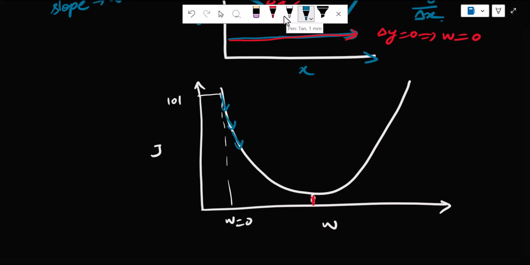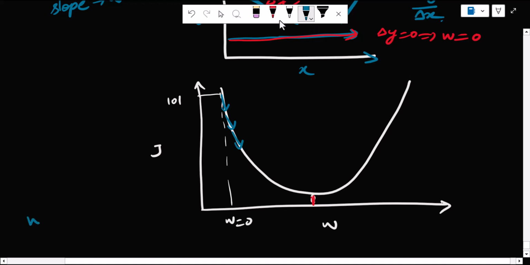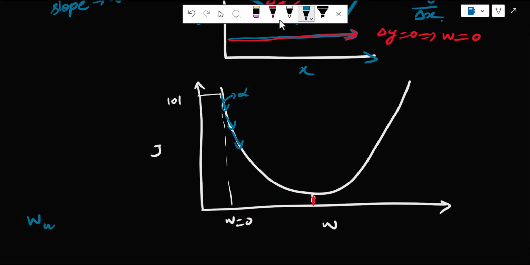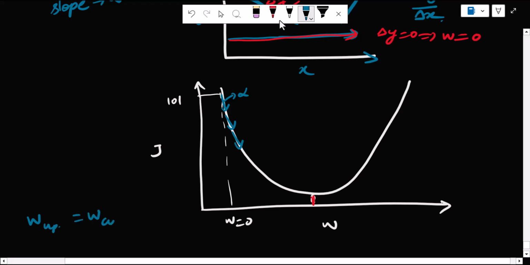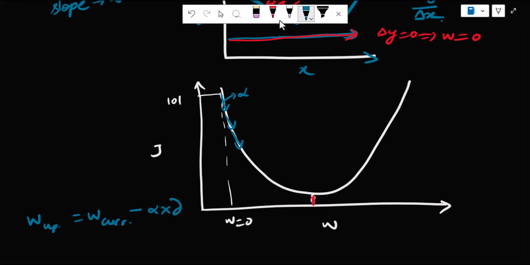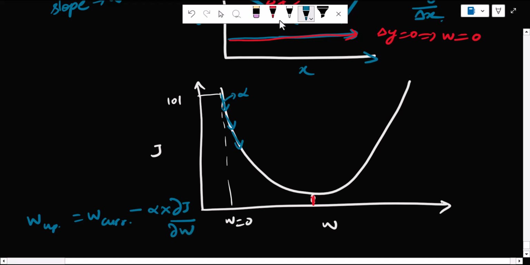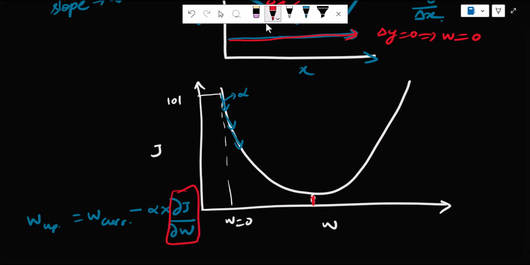And we have indicated the new value, let's say the learning rate is alpha, w updated is equal to w current minus alpha times dJ with respect to dw. Now what is this new parameter, dJ with respect to dw? Believe me, we need to understand a little bit about it. I'll head to a very simple website called Math is Fun to help you understand this.